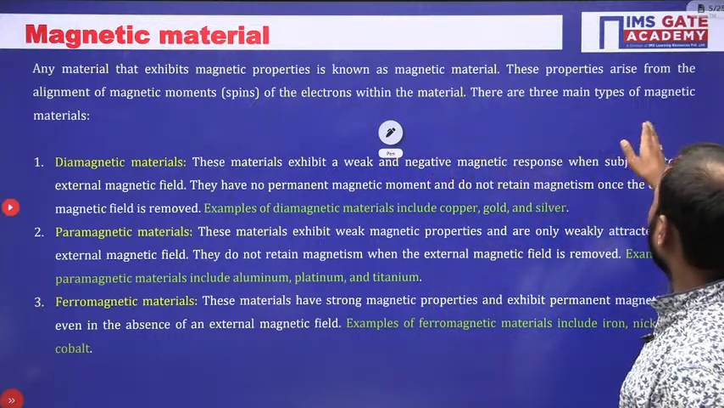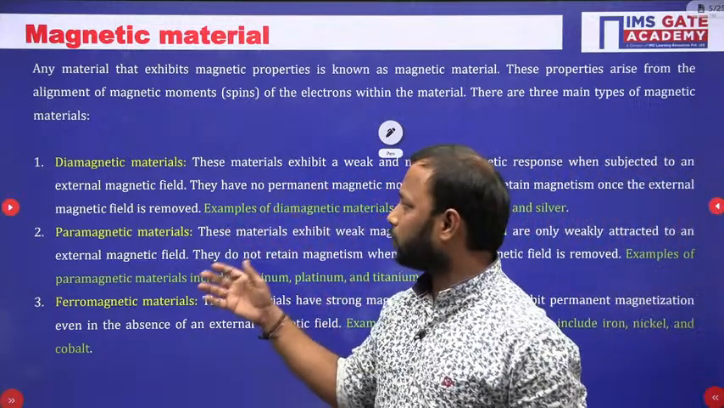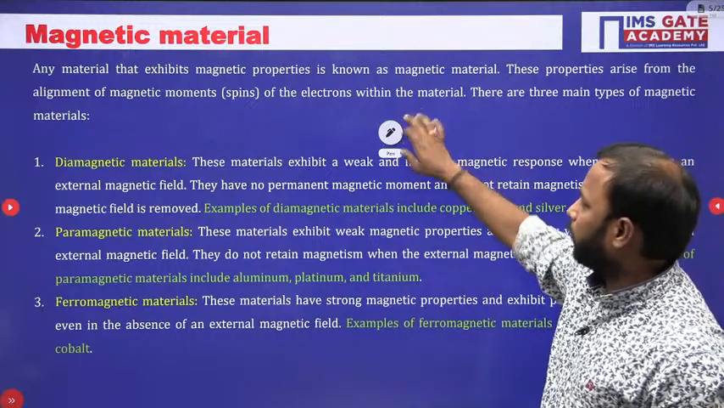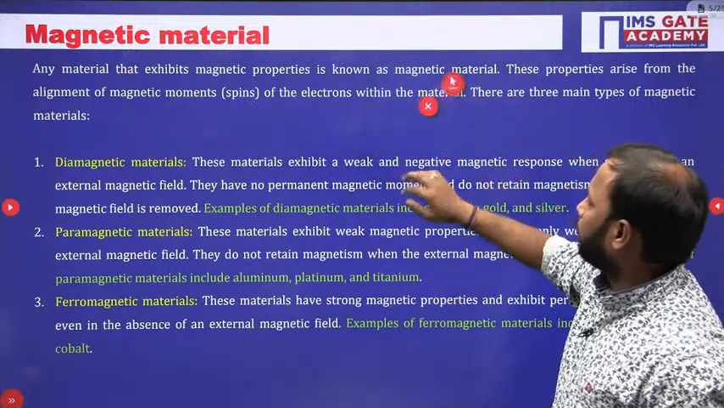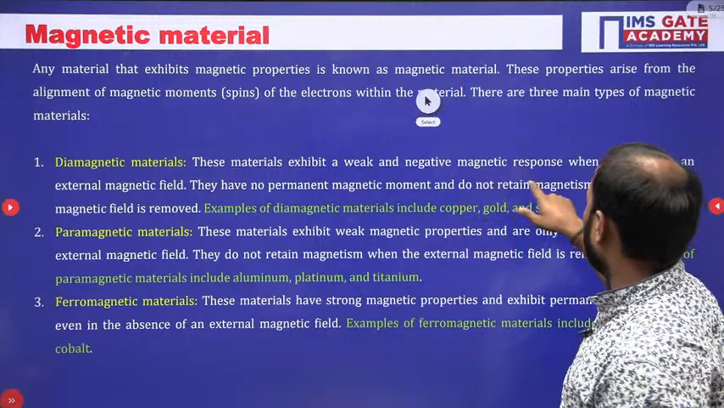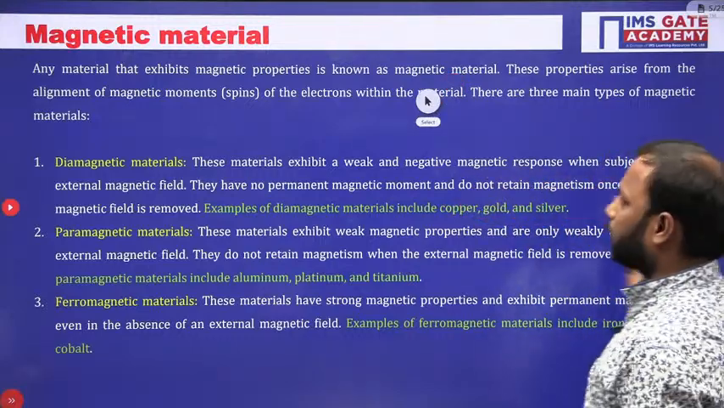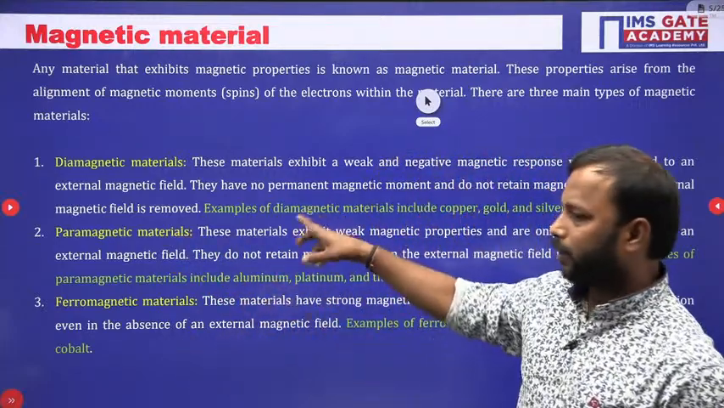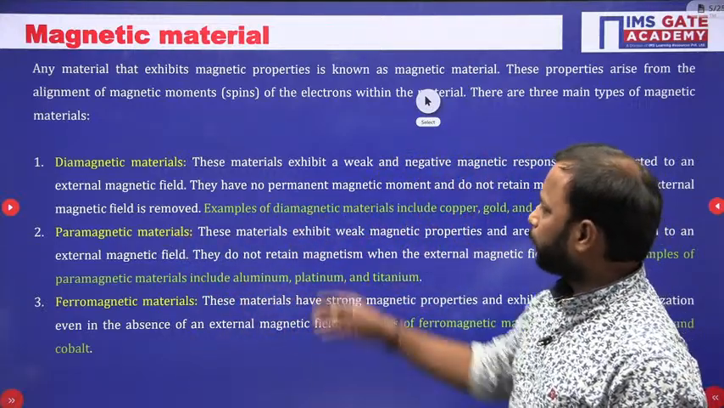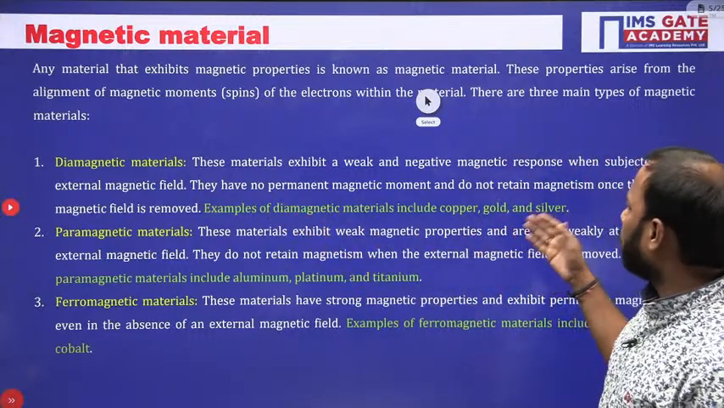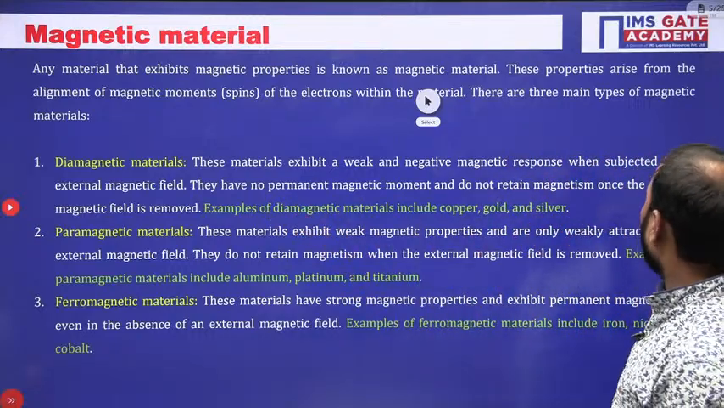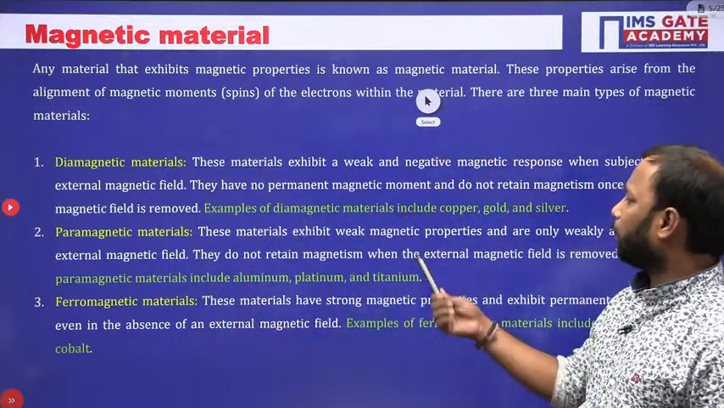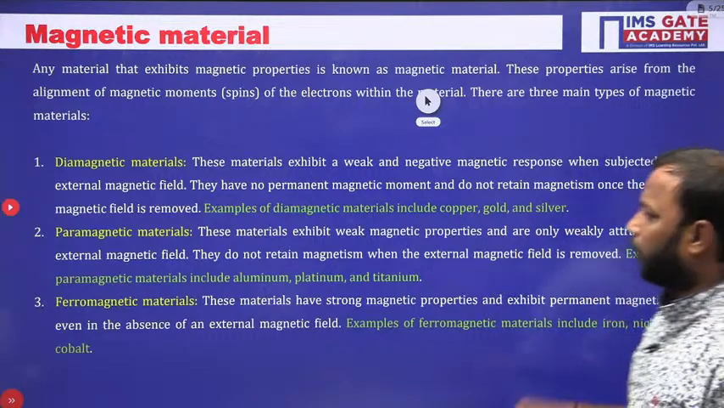There are three main types of magnetic material, and what are those? Diamagnetic material. This material exhibits a weak and negative magnetic response when subjected to an external magnetic field. So do not get worried, we are going to discuss all the materials one by one. They have no permanent magnetic moment and do not retain magnetization once the external magnetic field is removed. Examples are copper, gold, silver.